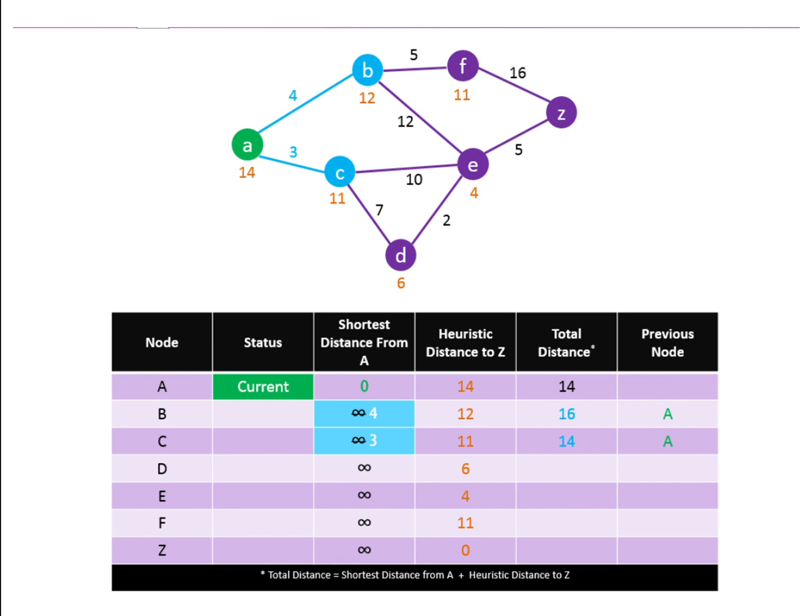This shows you that A has two branches, B and C. So we are identifying A to B and A to C to reach our destination Z. For A to B, the shortest path is 4 and for A to C, the shortest path is 3. The heuristic values are 12 and 11 respectively. So the total distance for B is 16 and C is 14. These two have been traversed via A, and A is the previous node for B and C.